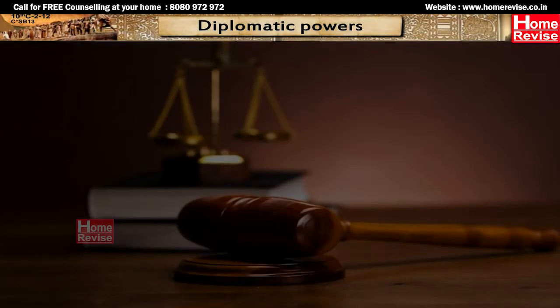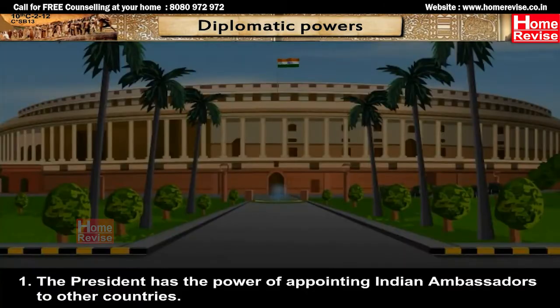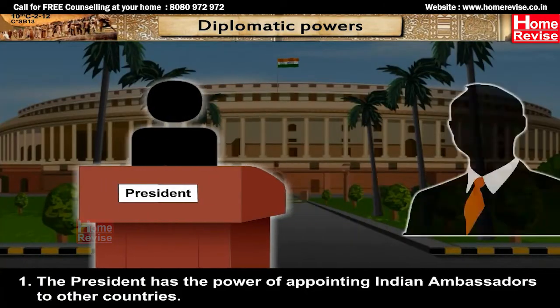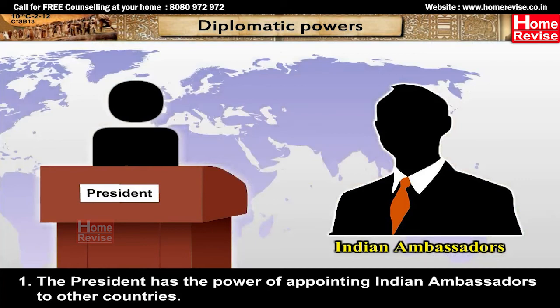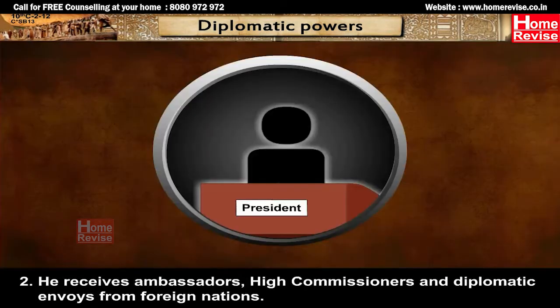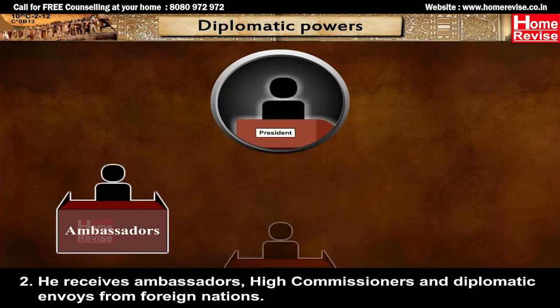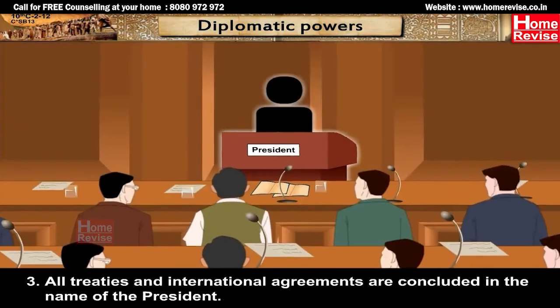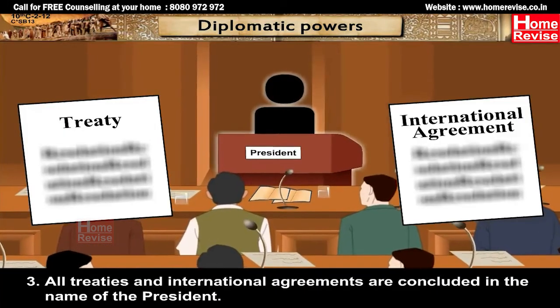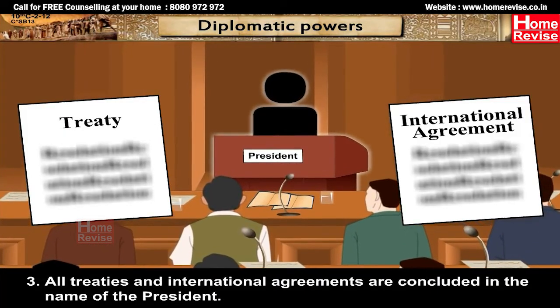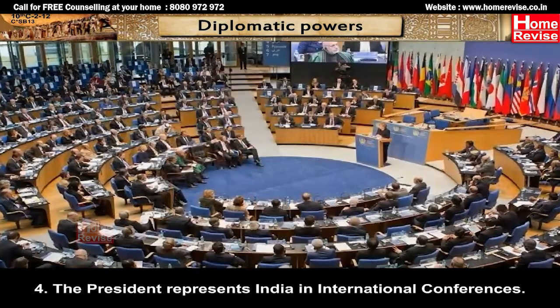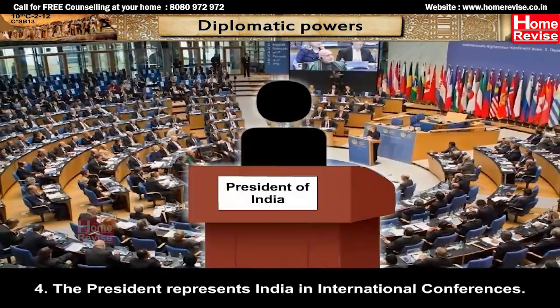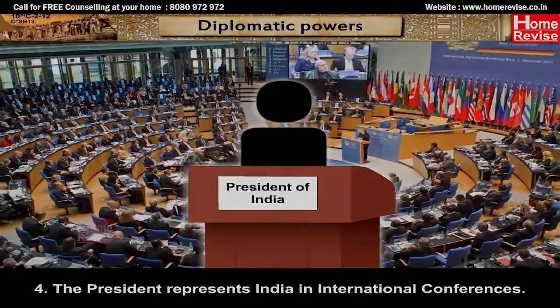Diplomatic powers. 1. The President has the power of appointing Indian ambassadors to other countries. 2. He receives ambassadors, high commissioners, and diplomatic envoys from foreign nations. 3. All treaties and international agreements are concluded in the name of the President. 4. The President represents India in international conferences.